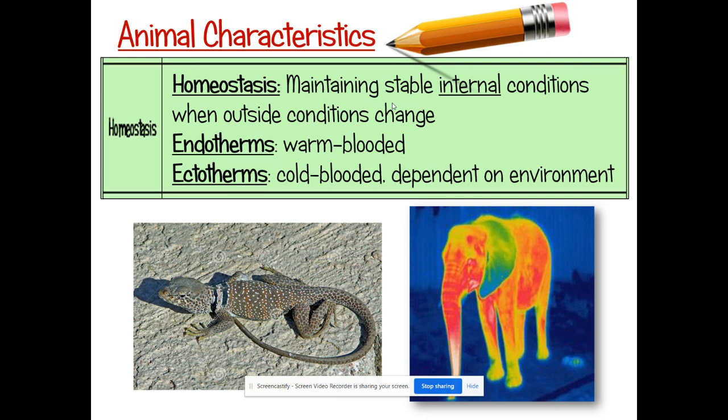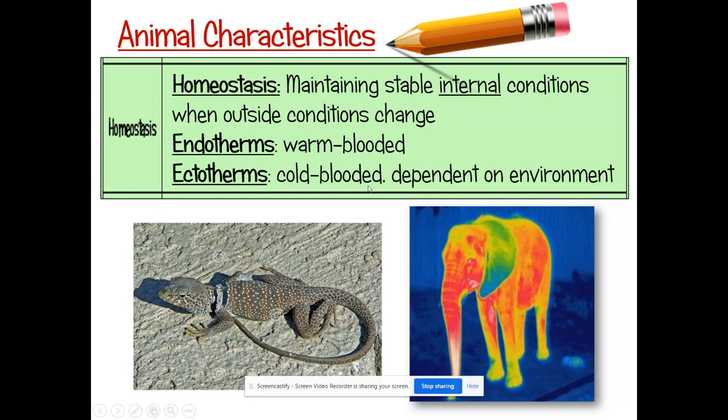So there's two different kinds of animals. Endotherms, meaning they maintain their body temperature inside, like an elephant or a human or a dog or a cat. Our endotherm's body temperature basically stays the same temperature. And if we get hot, we do things naturally to cool ourselves down. If we get cold, we do things naturally to heat ourselves up. But generally, we're going to stay the same temperature unless we have a fever or something.